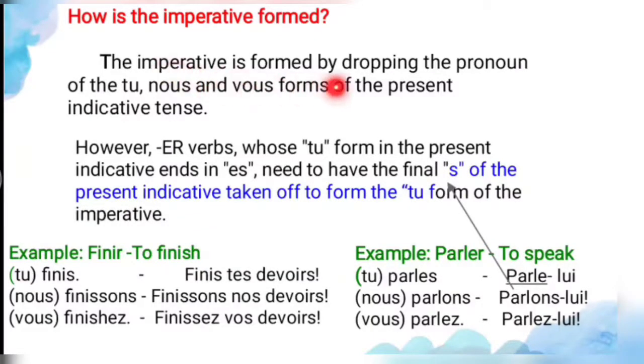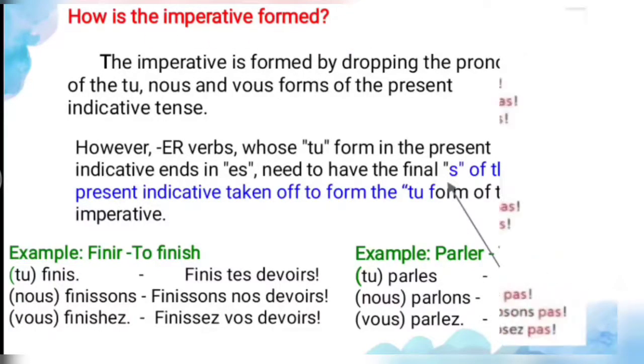The imperative is formed by dropping the pronoun. What are the pronouns? Tu, nous and vous. And if the verb ends with er, when you are conjugating for tu, you have to remove the s and write the remaining one, that is parle. And this is all about the imperative form. This is the formation of the imperative.